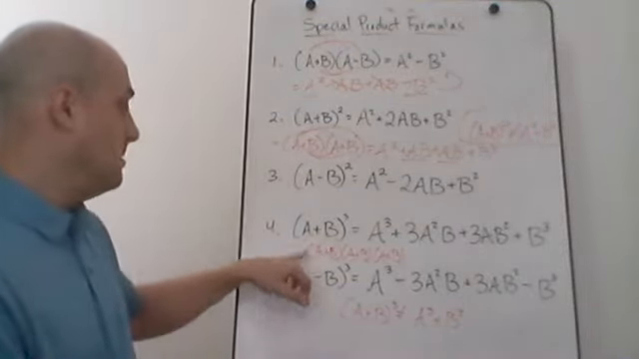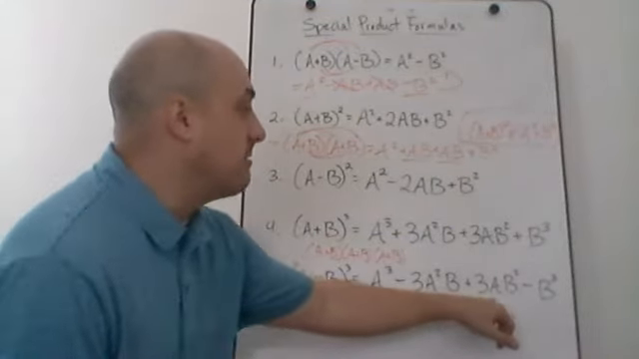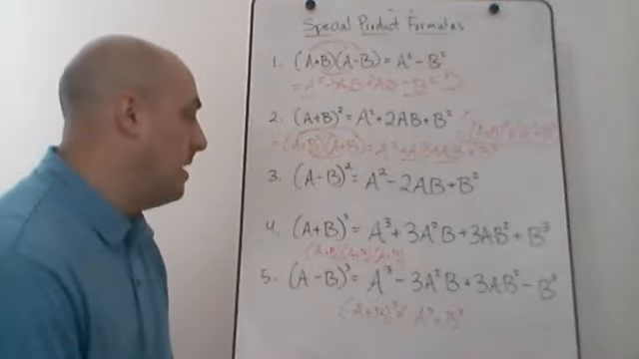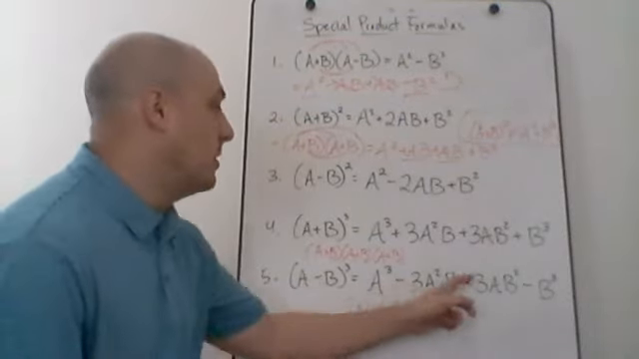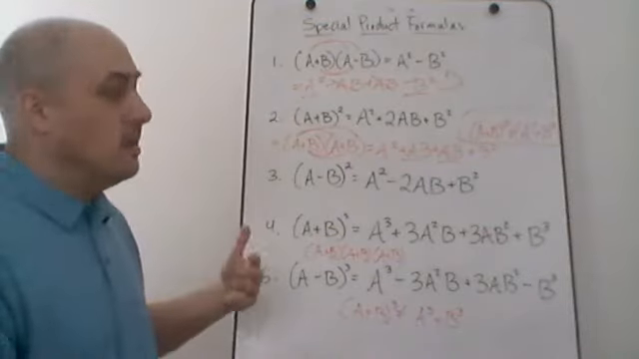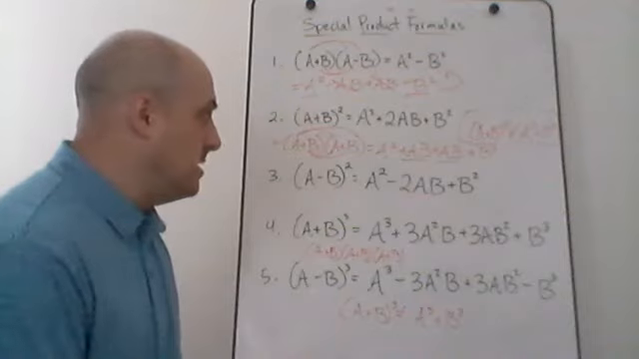Same idea, just like this one up here. It's a to the third minus 3a squared b plus 3ab squared minus b to the third. So similar to the formula up above, but a little bit different. Obviously, because now there's a minus here, so a couple of these terms are negative, whereas up here they were positive. So again, for these formulas, it's not crucial that you memorize what these formulas are.